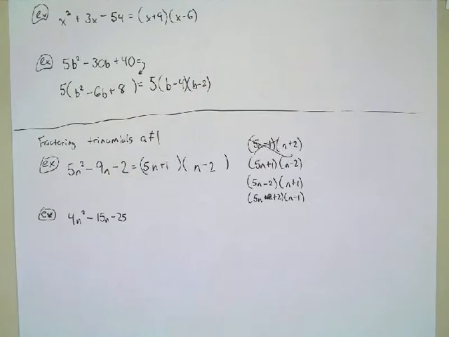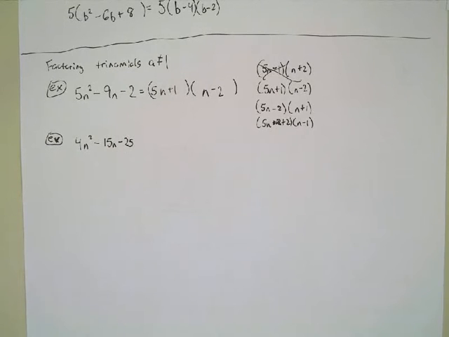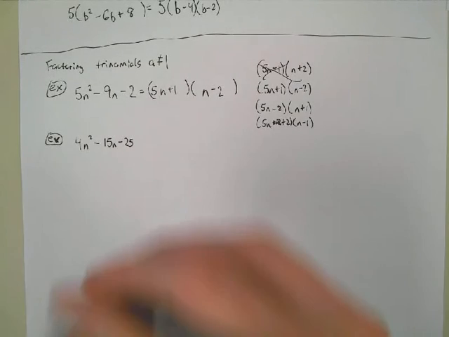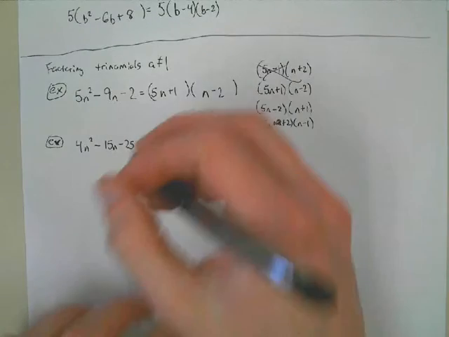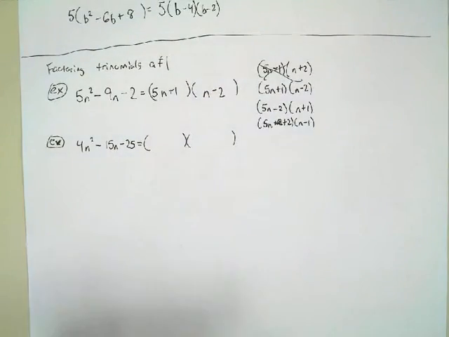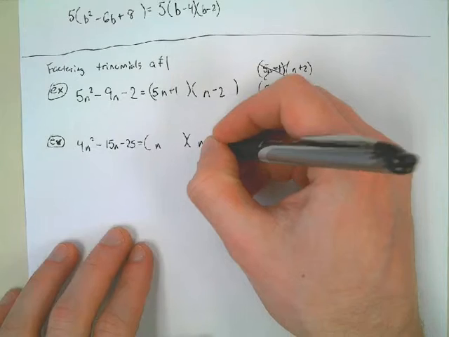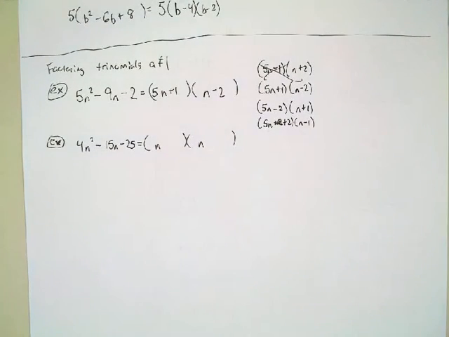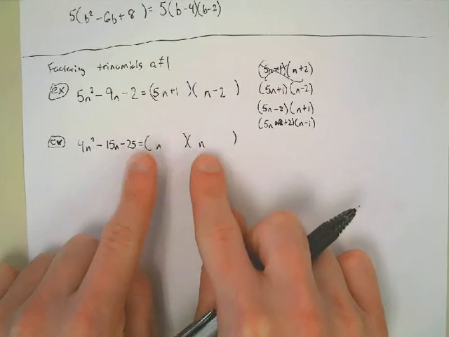4n squared minus 15n minus 25. So again, we know it's got to break, well, hopefully we're going to try and break it down into 2 binomials. We know we have to have an n here, we've got to have an n here as well. But what about the coefficients of these n's? What are they going to be?